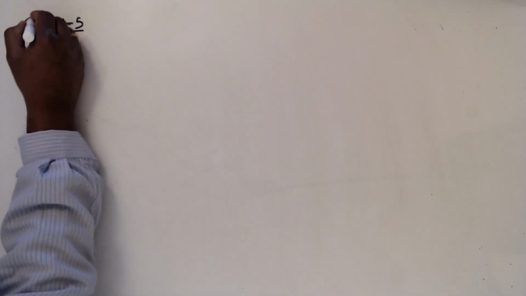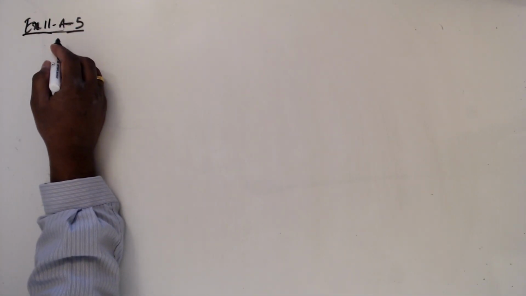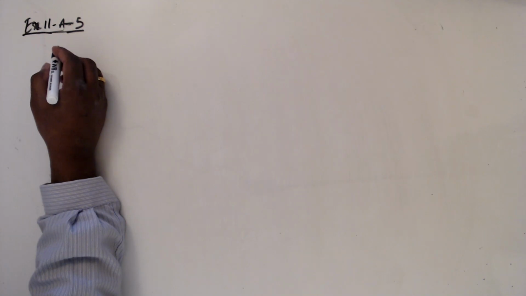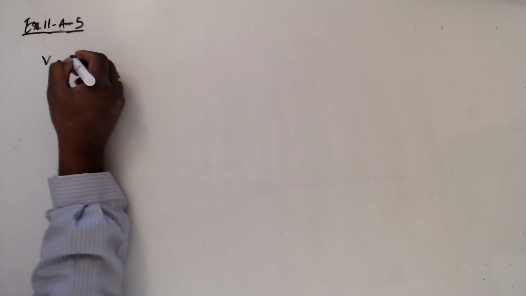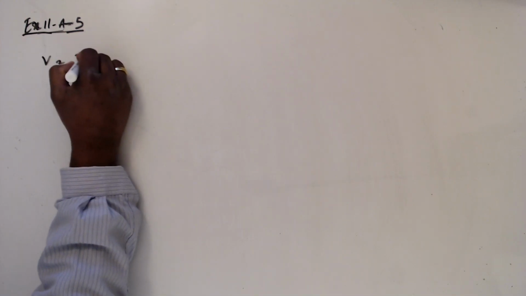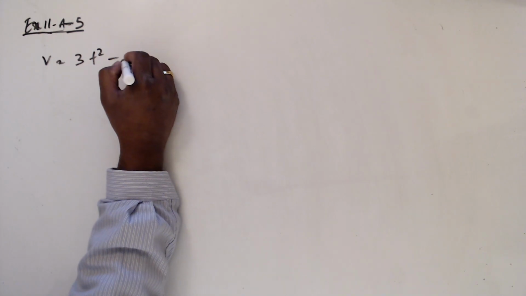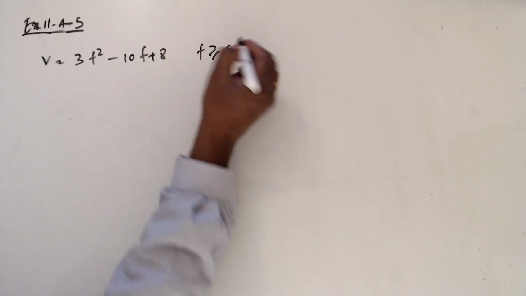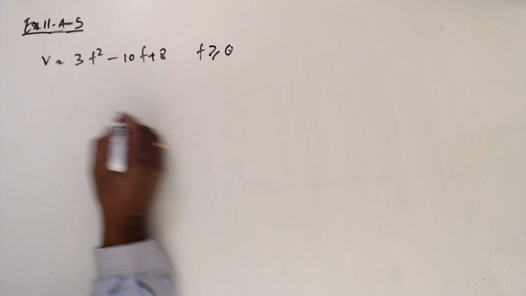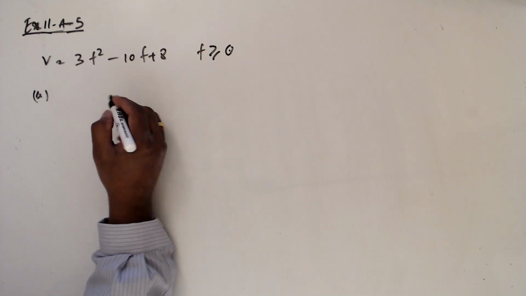Question number 5. A particle moves in a straight line, and the relationship between velocity v and time t is given by v equals 3t square minus 10t plus 8, for t greater than or equal to 0. Part A is find the initial velocity.